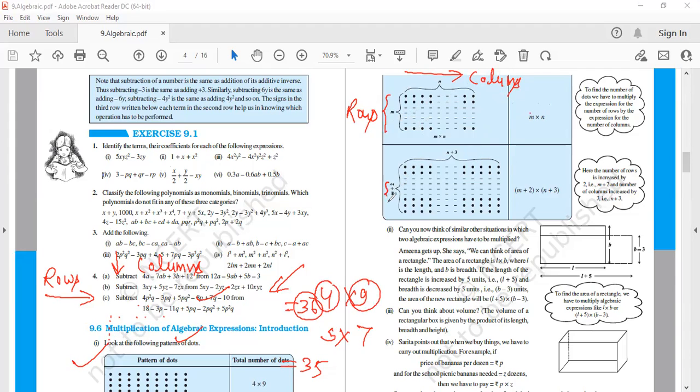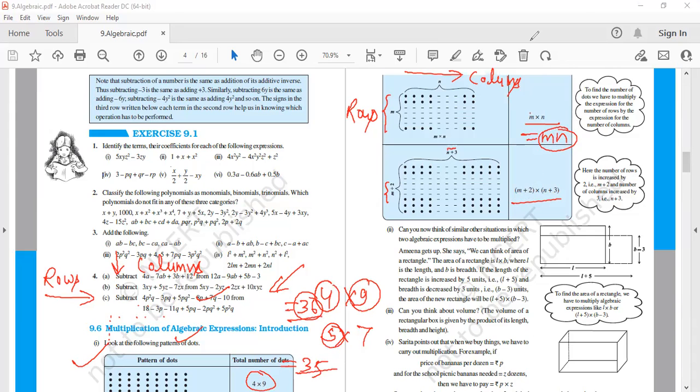M plus 2 rows are there, and N plus 3 columns. That is M plus 2 into N plus 3. So this is the pattern of writing an algebraic expression. Earlier, with numbers, look at the 36. Now you are writing M into N. That is your algebraic expression, your multiplication of algebraic expressions, right?